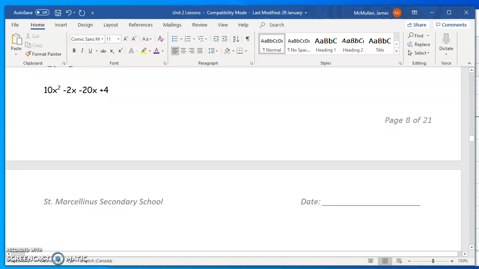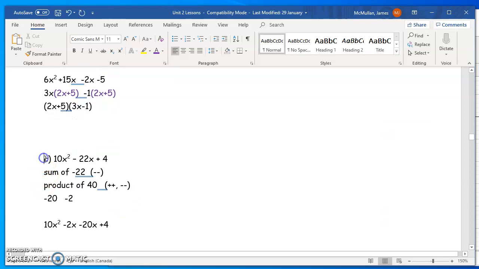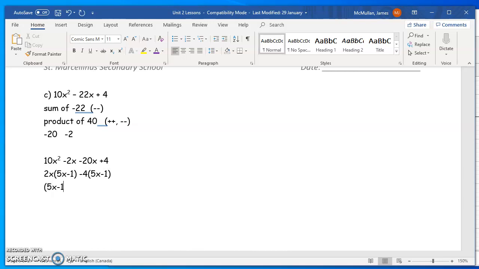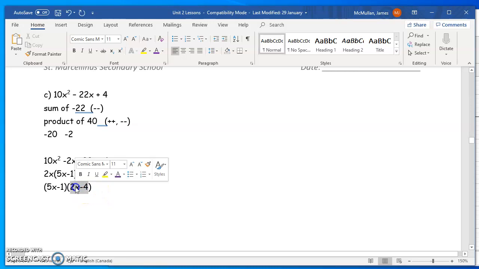Looking at the first two terms, sorry, I'll just move this to a new page so you've got more room. Looking at the first two terms, I can factor out a 2x. What would be left behind is 5x minus 1. Looking at the second two terms, I can factor out a minus 4, and what would be left is a 5x minus 1. Again, my two brackets are the same, so I bring them to the front, and then I can factor out a 2x minus 4.